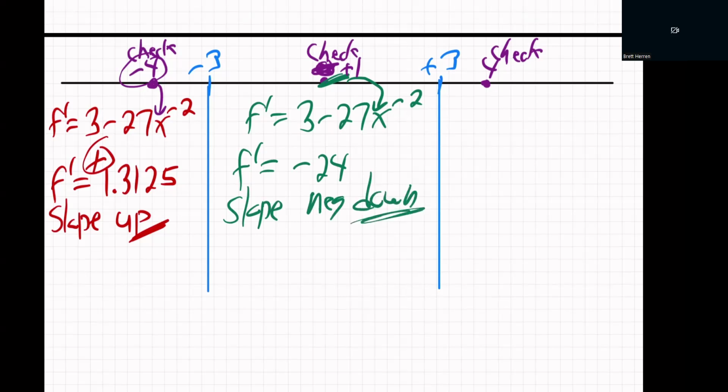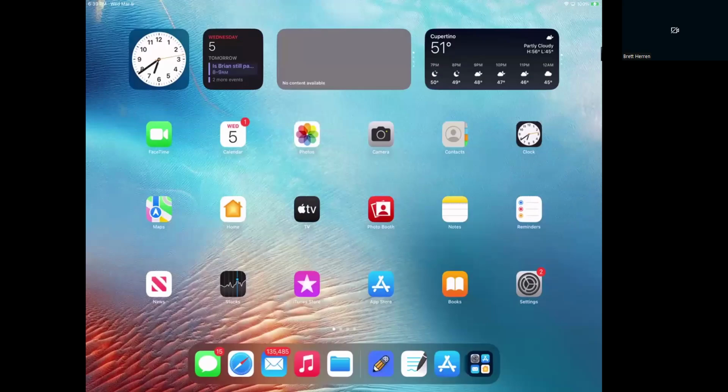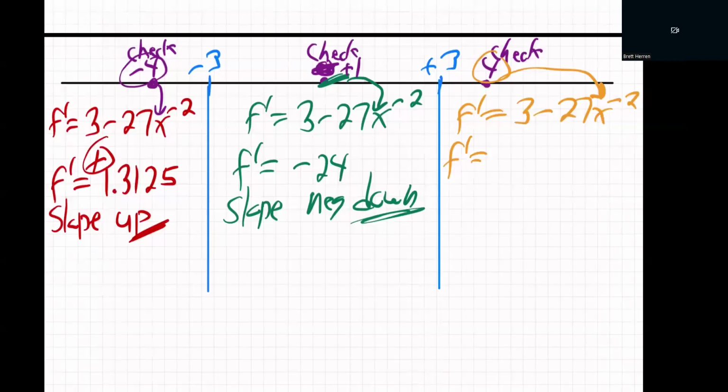Finally, I'm going to check the last one. The first derivative is 3 minus 27 x to the minus 2. Take the 4, plug in a 4 now. There it is. Same thing we got for 1, 3.125. Of course it is because it's squared. It's positive, which means the slope is up, the graph's going up.